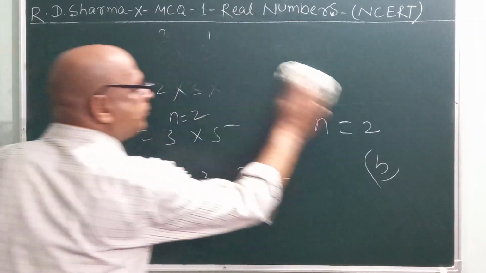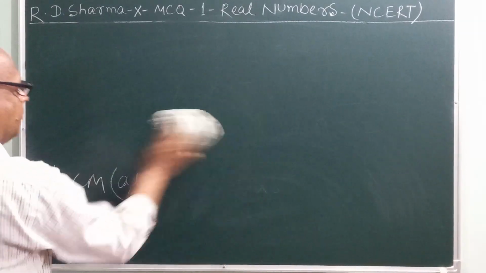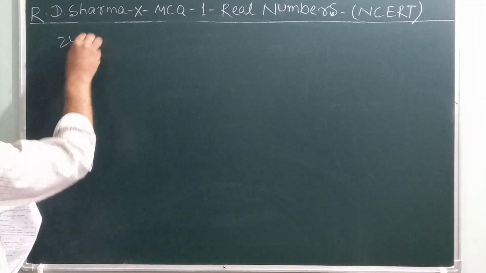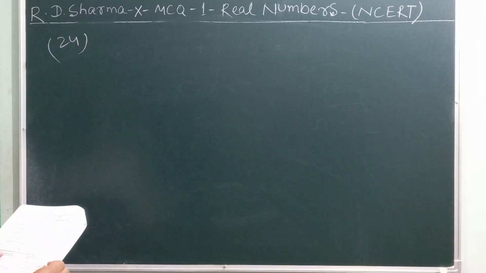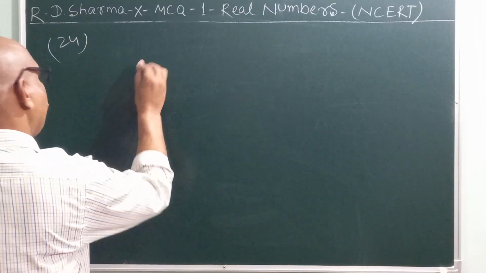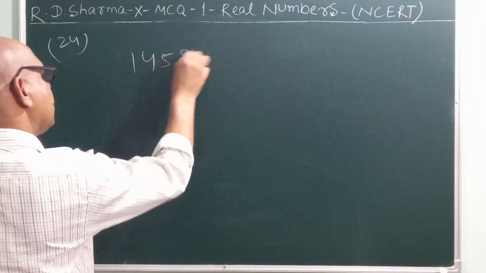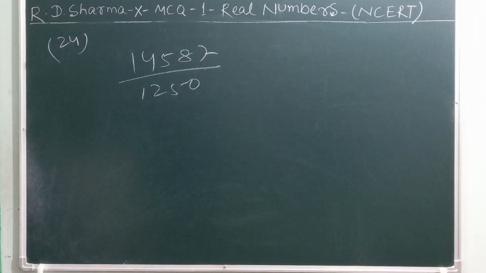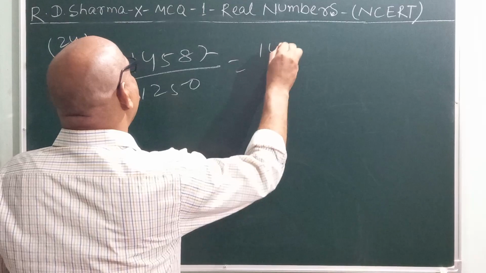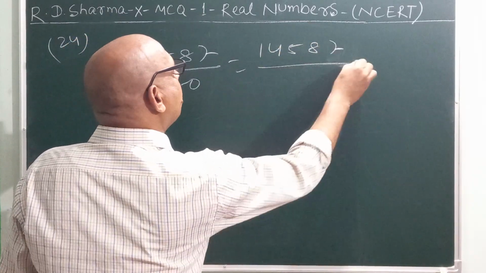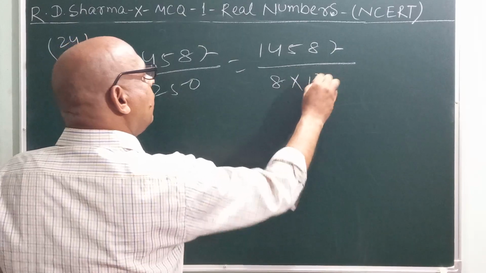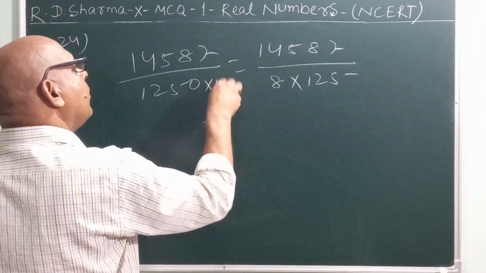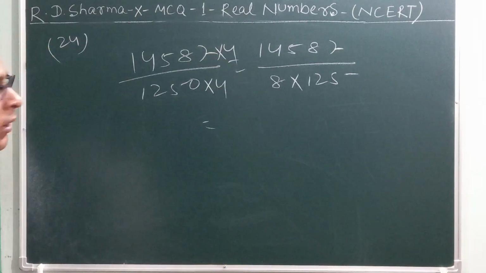Next, 24. The decimal expansion of the rational number 14587 by 1250 will terminate after. 14587 by 8 into 125. Clear? 125 into 10, 5 into 4, 5 into 4.